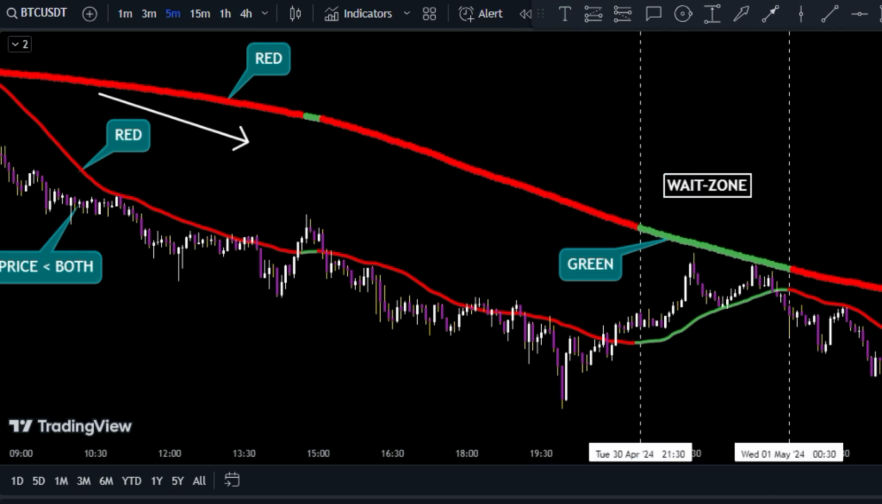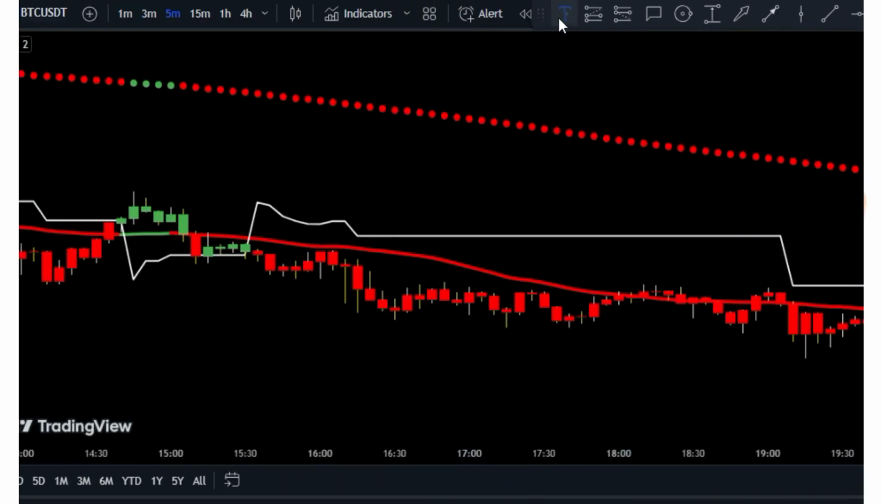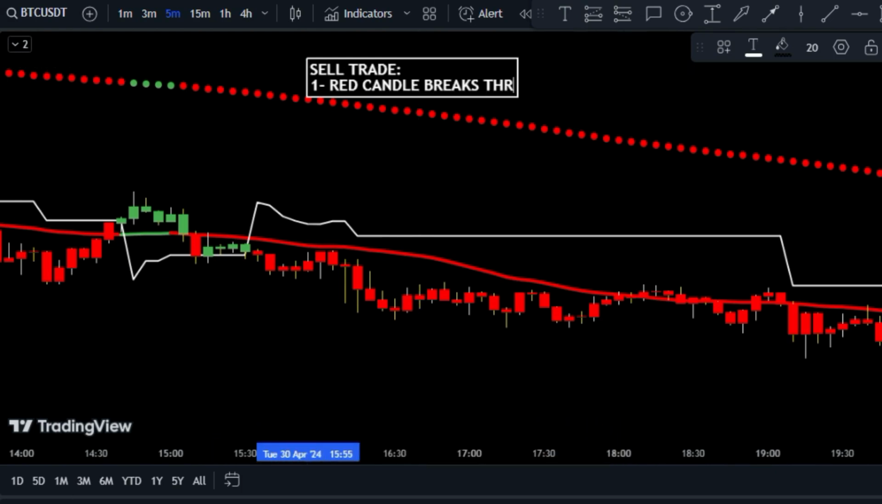Now that we covered how to read the indicators, it's time to reveal the trading rules that will help you make significant profits with this strategy. To enter a sell trade, follow these steps. Wait for a bearish breakout of the white trend trader strategy line.